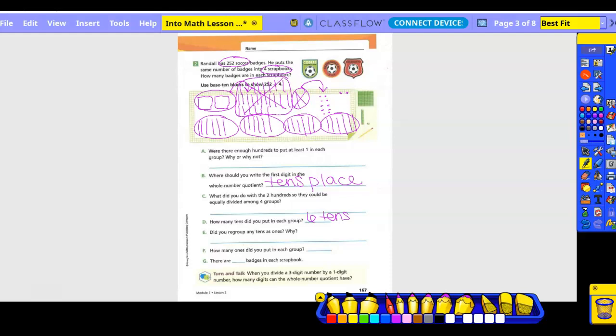Okay, how many ones did you put in each group? So we have a total of 12, so let's do that. 1, 2, 3, 4, 5, 6, 7, 8, 9, 10, 11, 12. So how many ones did we just put in there? 3 ones. And then there are blank badges in each scrapbook. So how many tens did I say I put in there? 6, and I put in 3 ones. So 63 badges in each scrapbook.